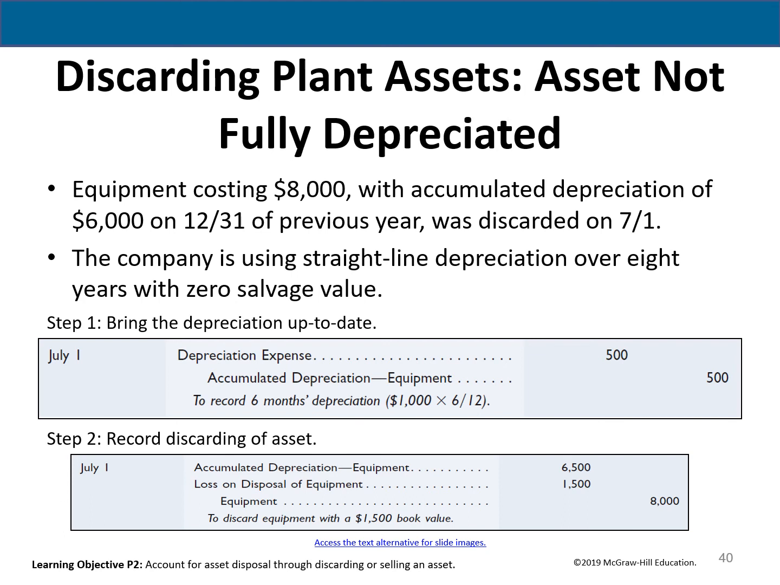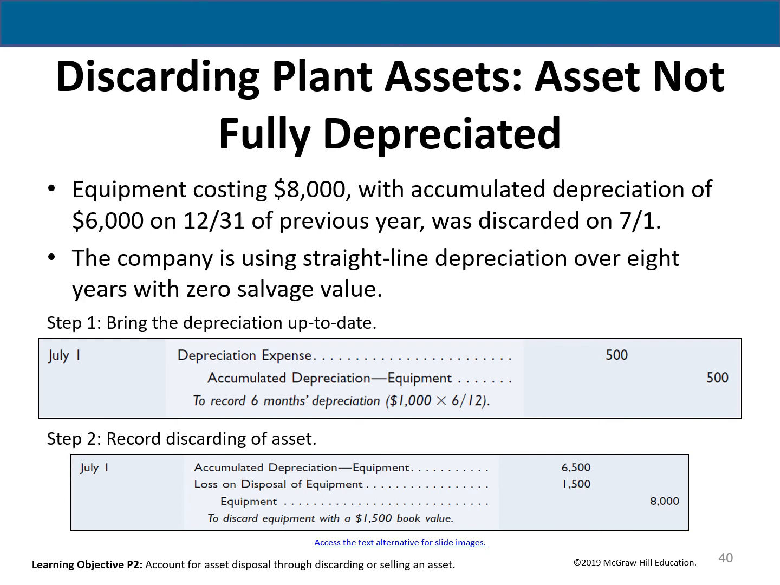What if equipment costing $8,000 with accumulated depreciation of $6,000 as of 12/31 of the previous year was discarded on 7/1? The company is using straight line depreciation over 8 years, no salvage value. Well, the first thing we would have to do, remember, is update depreciation from January 1 of the current year through July 1 of the current year, because we've been using that but have not recorded any depreciation expense yet. So $8,000 cost minus 0 salvage value divided by 8 years would give us $1,000 depreciation each year. Now multiply that by 6/12 because we've used it 6 months of the current year.